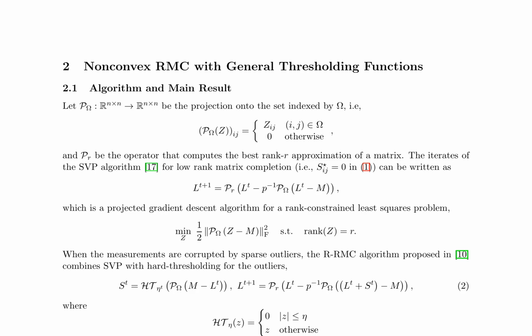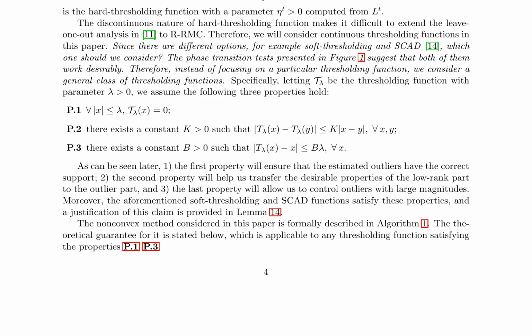Algorithm 1 is proposed, using a general thresholding function satisfying these properties, with a theoretical guarantee applicable to any such function. Phase transition tests suggest that soft thresholding and SCAD functions work desirably, as they satisfy the three properties. The non-convex method is applied to the RRMC algorithm, combining SVP with hard thresholding for outliers. Limitations of the leave one out analysis in [11] and difficulties in extending it to RRMC are discussed.